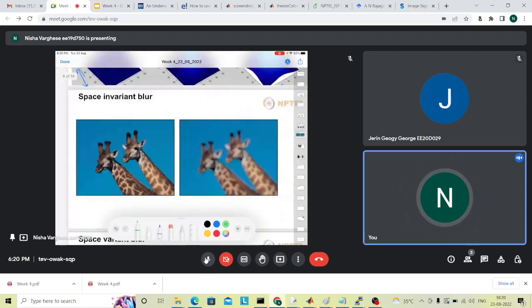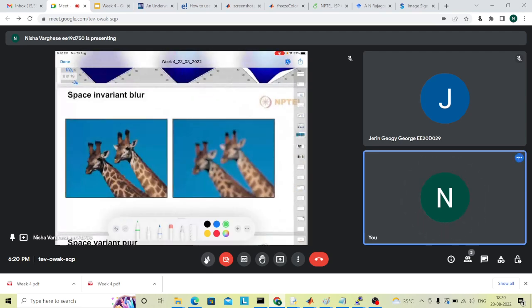Next is about space invariant blur. So in space invariant blur, as the name indicates, it is space invariant. The blur is independent of the space. So at every position, the blur will be the same. It won't depend on space. So that is meant by space invariant blur.